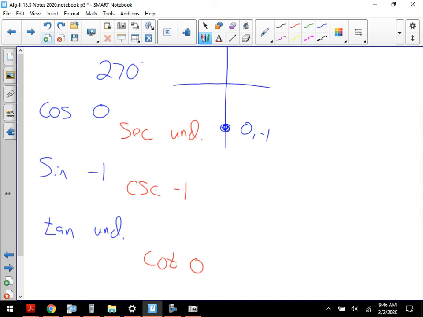Again, I'm doing that just off the ordered pair as opposed to writing it all out. If I did cosine at 270, it's still x over r, which is 0 over 1. This was -1 over 1. This was -1 over 0. You just don't write it like that. You write it as undefined or 0. Okay? Does that make a little bit of sense?